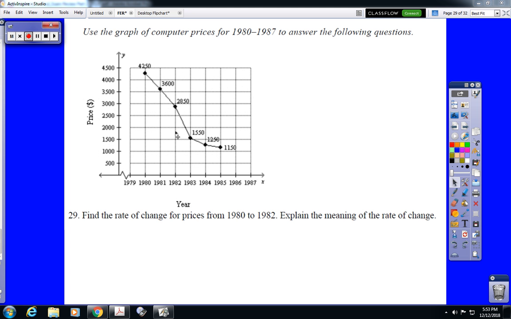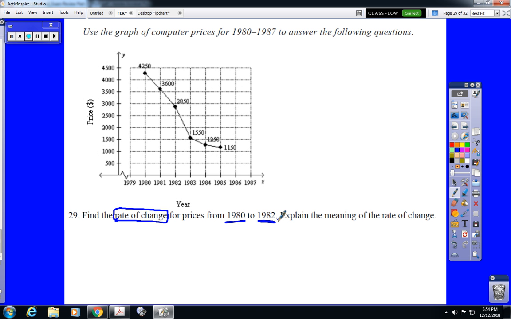Okay, here's the video for page 6 of the Algebra 2 Part 2 review, so the big thick packet with all the questions on it. The first question on page 6 involves a graph of computer prices from 1980 to 1987. We're asked to find the rate of change for prices from 1980 to 1982. That's key. Explain the meaning of the rate of change.